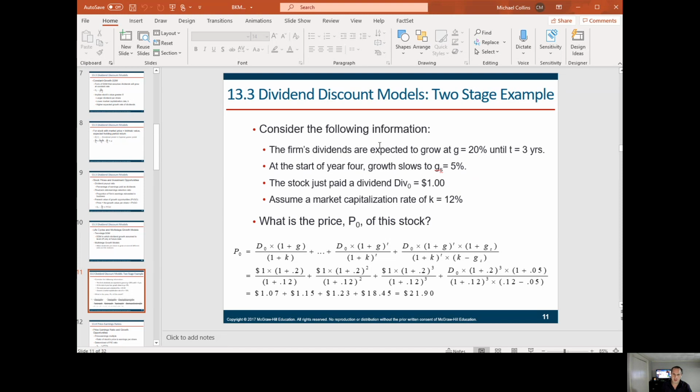Consider the following information. The firm's dividends are expected to grow at 20% for 3 years. At the start of year 4, it goes down to 25%. The stock just paid a dividend of $1. Assume the market cap rate of the stock is 12%.